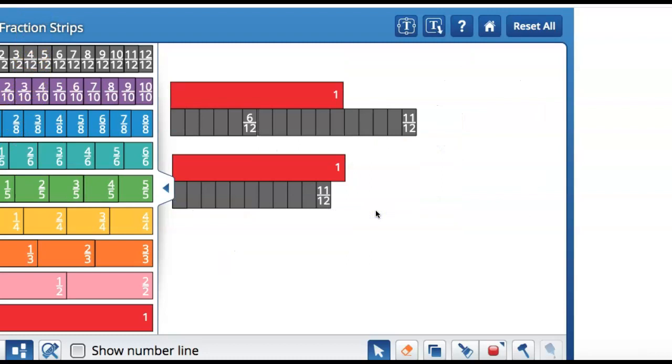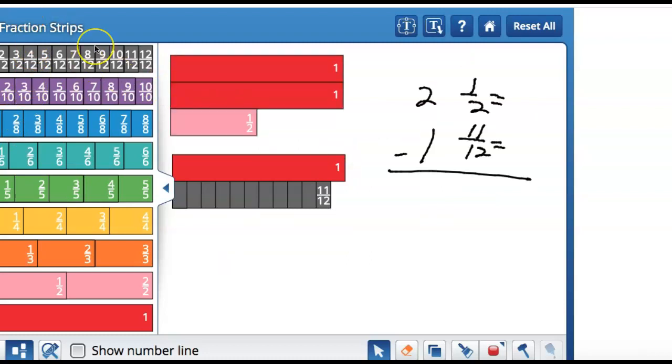Okay. So this next one. Okay, this one looks a little different, doesn't it? It doesn't look like I'm going to have enough twelfths to take away from here. So I have to convert 1/2 into twelfths. So let's do that.